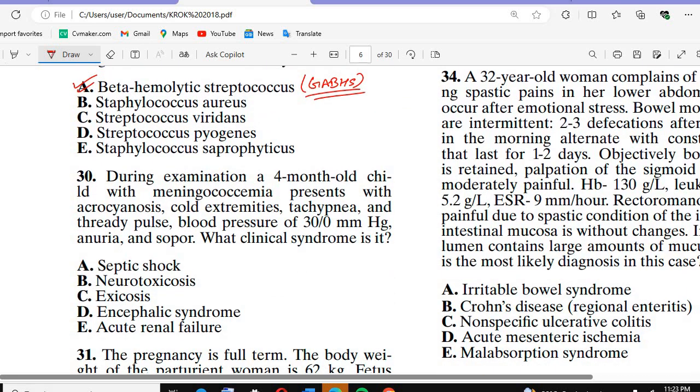Question number 30. We were doing the examination. A 4-month-old child with meningococcemia presented with acrocyanosis, cold extremity, tachypnea, and thready pulse, blood pressure of 30/0, and anuria. What clinical syndrome is it?